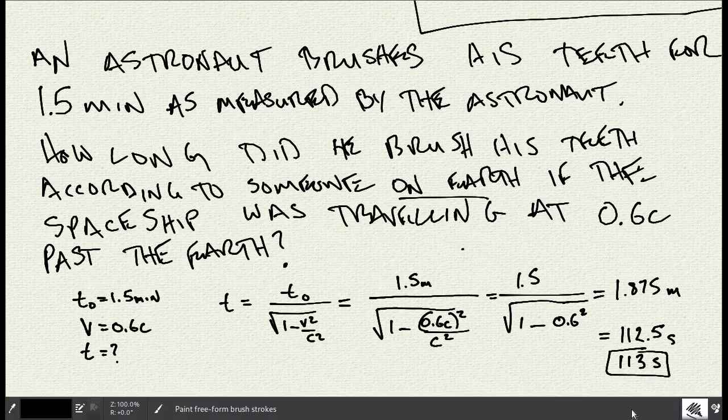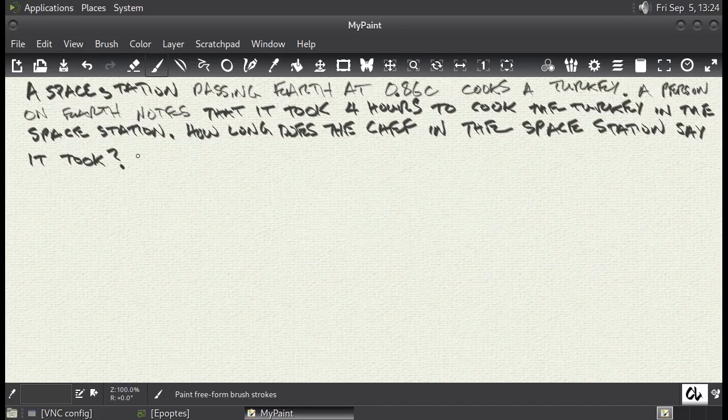Okay? Let's try another problem. The question is, a space station passing Earth at 0.86 c cooks a turkey. A person on Earth notes that it took 4 hours to cook the turkey in the space station. So this is a different frame of reference. How long does the chef in the space station, who is actually doing the cooking, say that it took to cook the turkey? Pause the video now and see if you can get the answer.